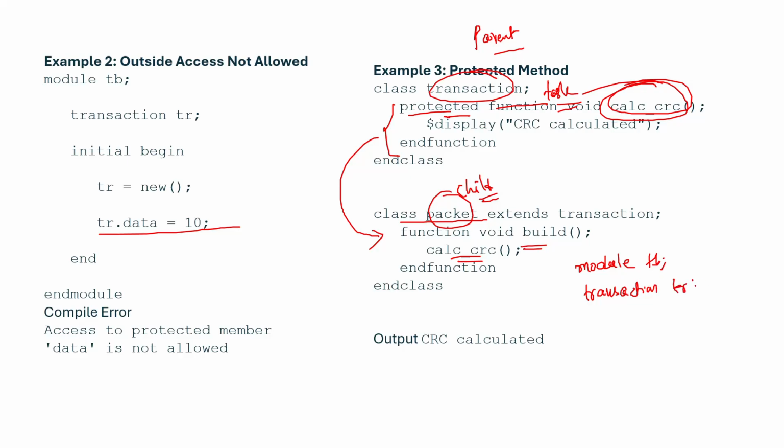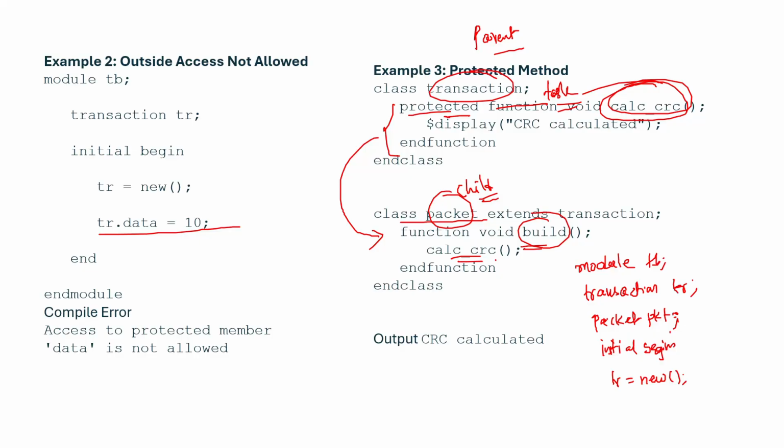Okay, handle is TR. And what is your child class? Okay, so packet, right? Packet PKT. So in this way I can access that, and initial begin. You can give the handle transaction tr equal to new. After that, transaction dot build I can call that.